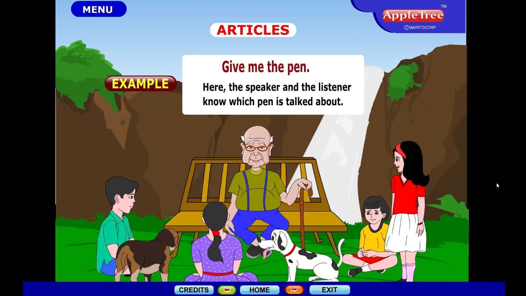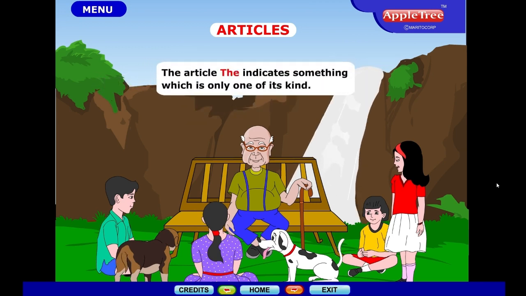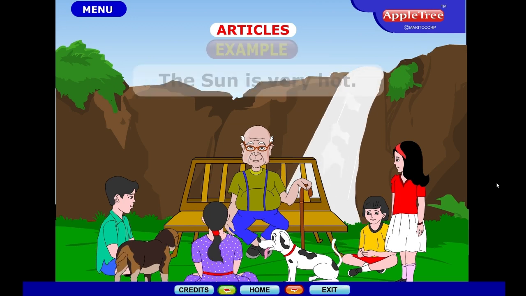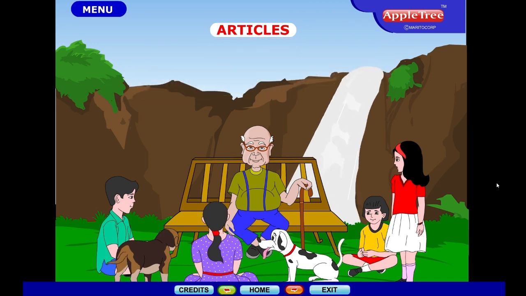For example, look at this sentence: Give me the pen. Here, the speaker and the listener know which pen is talked about. And also, the article the indicates something which is only one of its kind. Example: The sun is very hot.